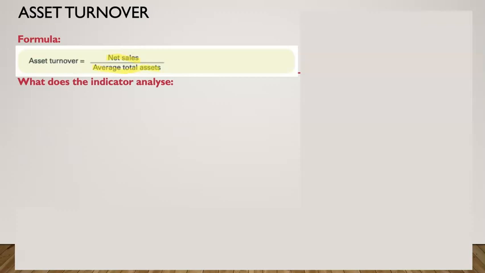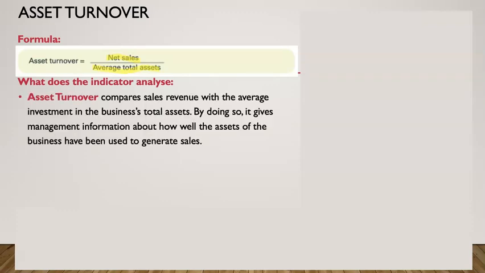What does the indicator analyze? It compares sales revenue with the average investment in the business, total assets. So in doing so, it's not telling us how well it makes profit, it tells us how well the assets are being used to generate sales. How good are our assets at creating sales?